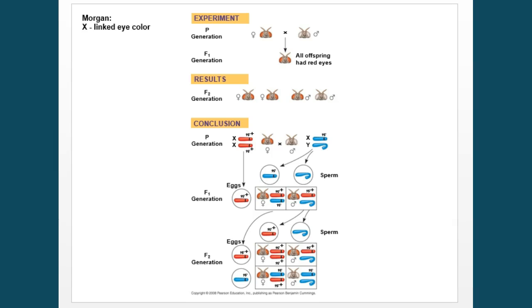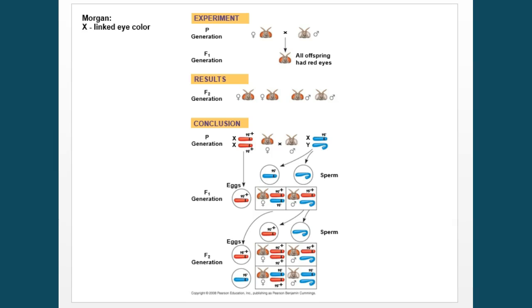Okay, this shows X-linked eye color. If he bred a red-eyed female to a white-eyed mutant male, all of their F1s have red eyes. They bred two F1s to end up with their F2 generation. They end up with that 3-to-1 ratio, which shows simple dominance and recessiveness. And we can find that the red eye trait is dominant to white eyes. However, it's curious that the white-eyed individuals were only males.